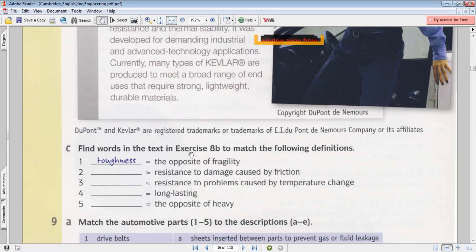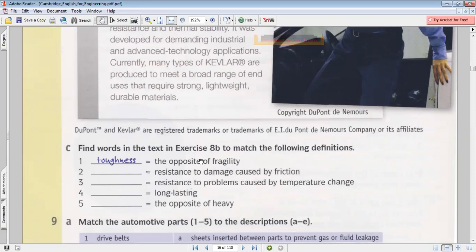Find words in the text in exercise 8B to match the following definitions. So, for example, we have fragility. From the word fragility, fragile. Fragile means weak, not tough. Yes, fragile. Toughness is the opposite of fragility. Toughness is the opposite of fragility. Now let's look for a word which means resistance to damage caused by friction.